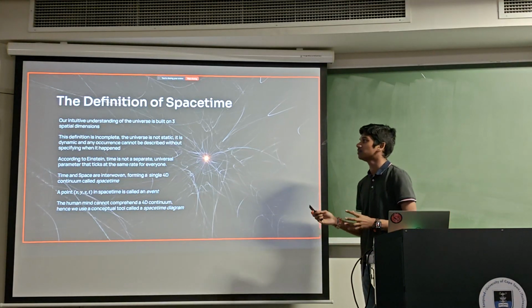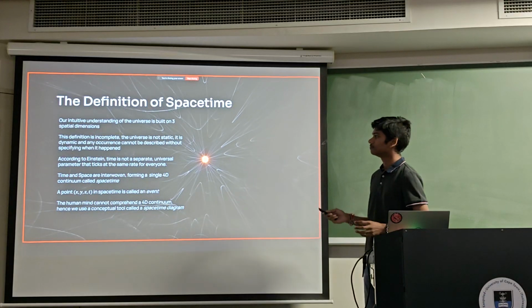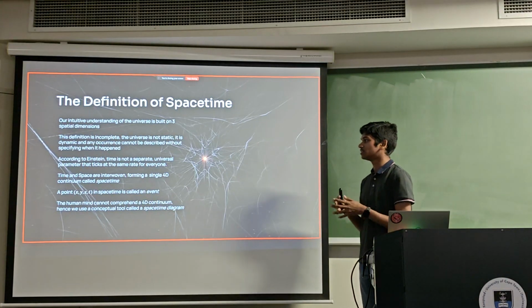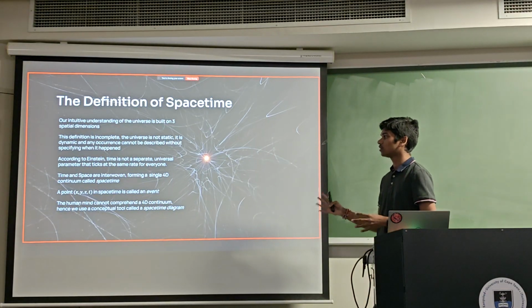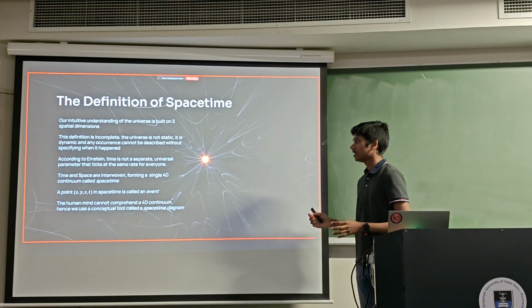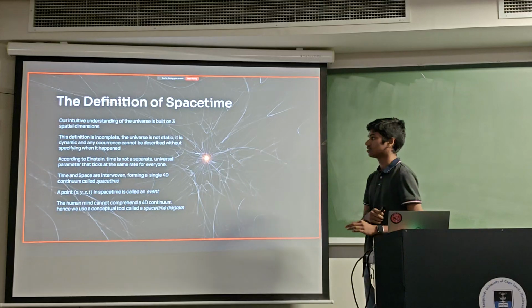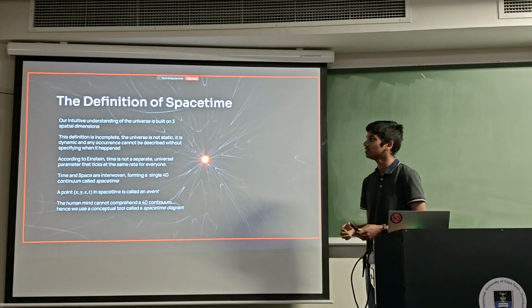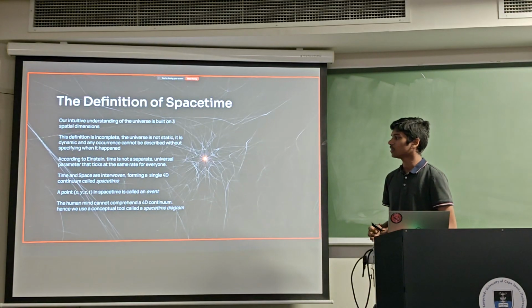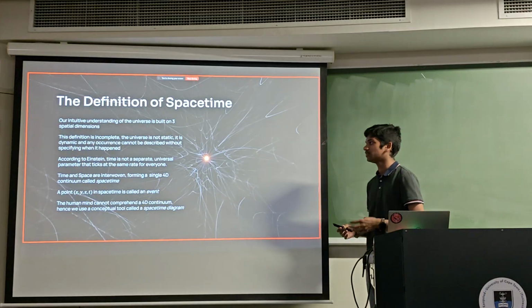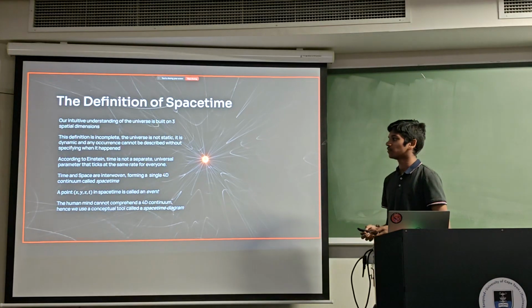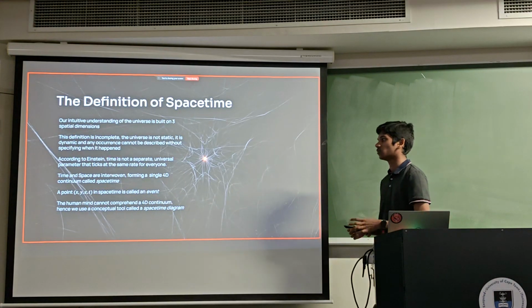Therefore, the argument being made here is that time and space are interwoven, and they form a 4D continuum called space-time. This is also according to Einstein, that time is not a separate universal parameter that ticks at the same rate for everyone. A point in space-time is called an event, and you need 4 coordinates to describe it. That would be your x, y, z, and then your time t coordinates.